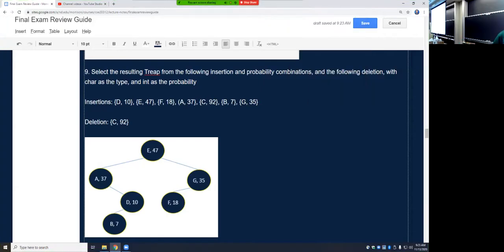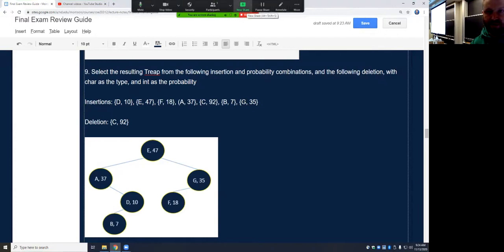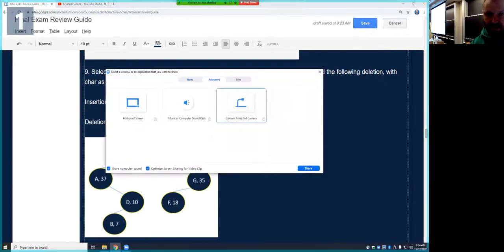Problem 9 states, select the resulting tree from the following insertion and probability combinations and the following deletion with care, as the type and int as the probability. So what we're going to do here is put in our insertions and deletions, and then work through the solution.